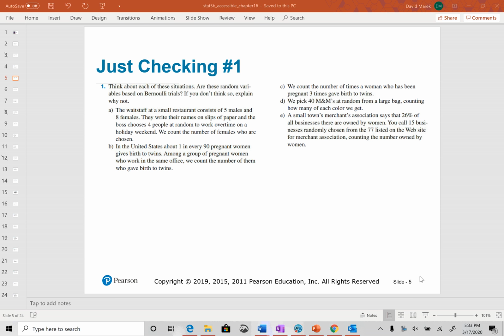Part C, we count the number of times a woman who's been pregnant 3 times gives birth to twins. No, I don't think that works. Women who've had twins are more likely to have them again, so that violates the idea of being independent. We pick 40 M&Ms at random from a large bag, counting how many of each color we get. This does not qualify as a Bernoulli trial because there are more than just 2 outcomes.